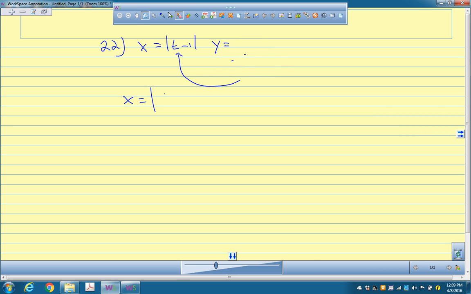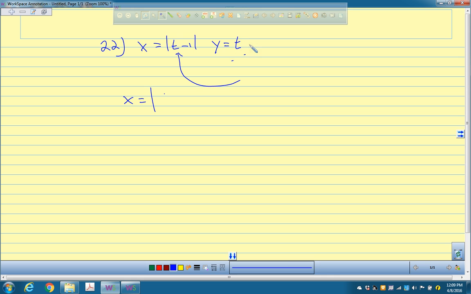y equals t plus 2. So you solve for t and you get t equals y minus 2, and then you plug that in, and then you get the absolute value of y minus 3 is equal to x. So you're almost done, but you want to solve that for y.